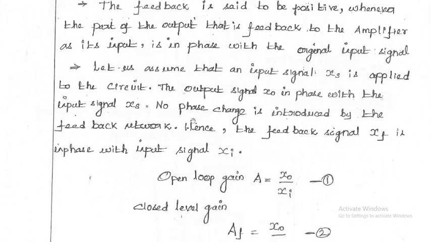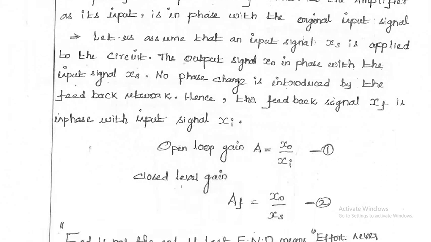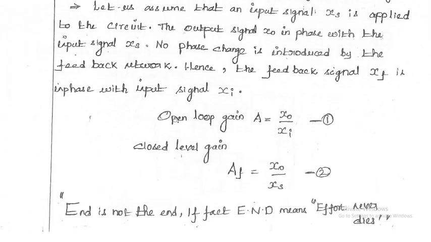And now you can see the expression. First, by using the circuit diagram, you can see the open loop gain expression. What is open loop gain? That is A, the transfer gain. The closed loop gain can be called AF. What is the difference between A and AF? A is the gain without feedback, and AF is the gain with feedback.